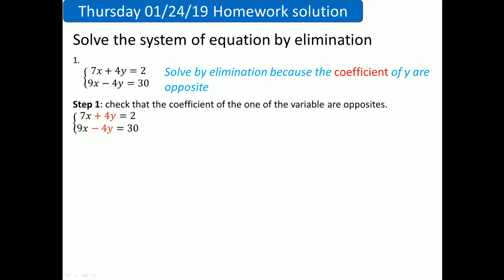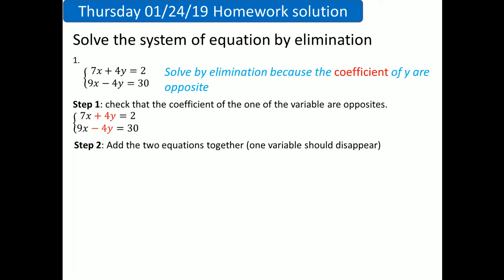So I'm going to solve by elimination because the coefficients of y are opposites. Step 1, I'm going to check that the coefficients of one of the variables are opposites. Notice this is a plus 4, this is a minus 4 for the y. Therefore, elimination would be the correct solution method.